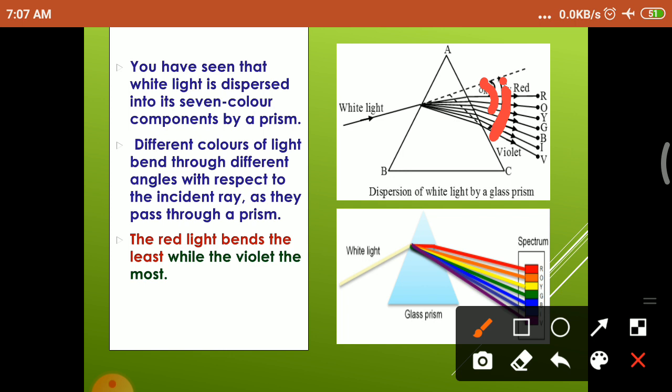Why do the different colors bend through different angles with respect to the incident light? Because the different colors of light have different wavelengths, and they are also refracted at different angles with respect to the incident ray. How is it refracted at a different angle? If you take violet light, it has a larger angle between the incident ray and violet. But if you take red, this is the incident ray and this is red, it has a small angle.